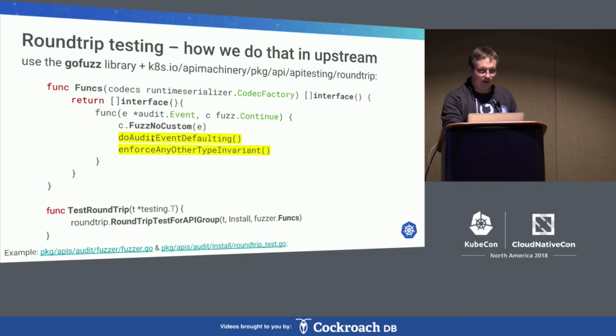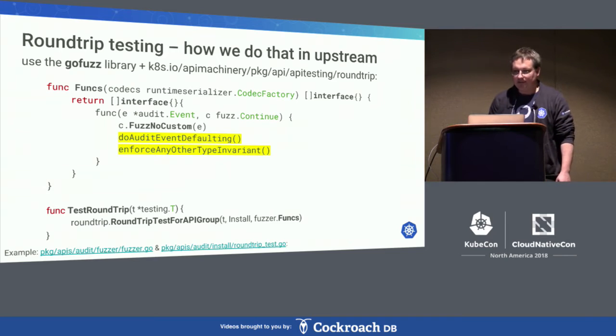But often you have to fix certain things, like you have to apply defaults. You can imagine if you don't have defaults and you convert to another version and back, there might suddenly come in default values. So better default before. You will notice that very early on when you have those cases with defaults where round-trip testing fails, but it shouldn't. So it's pretty obvious that defaulting is missing. And also other type invariants.